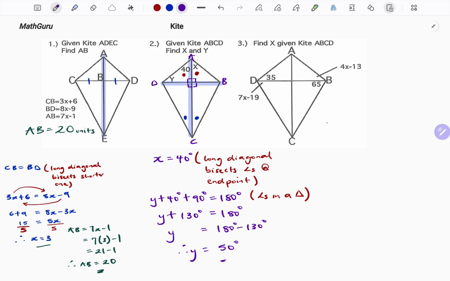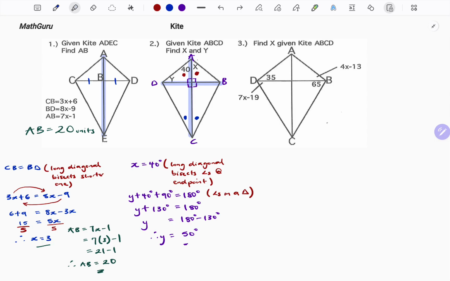In the last but not the least example, we have find x given kite A, B, C, and D. Note that another property of a kite states that we have one pair of opposite angles equal, and in this case, that will be the angle at D and the angle at B. So what that means is the sum of the angles at D, that's 35 degrees, plus 7x minus 19 degrees will be equal to 4x minus 13 plus 65 degrees.